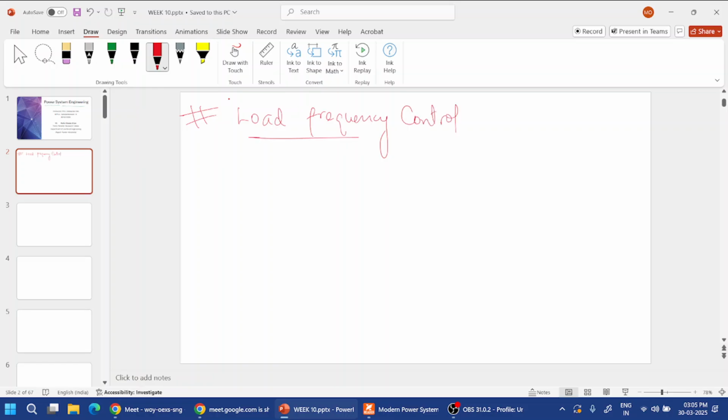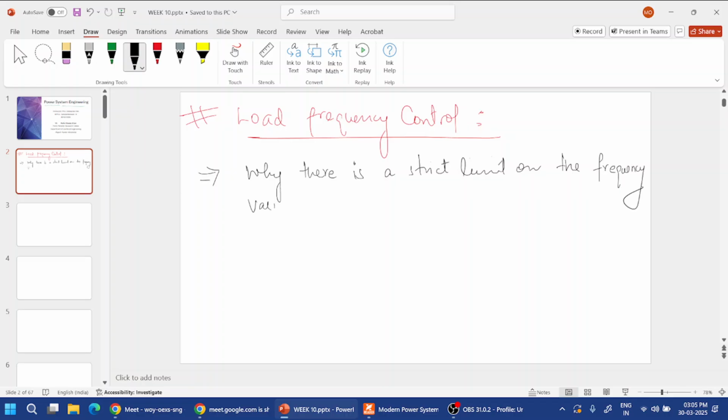Load frequency control. We have already discussed why we need a frequency control, and why we need a strict limit on the frequency variation. I would like to summarize it here.